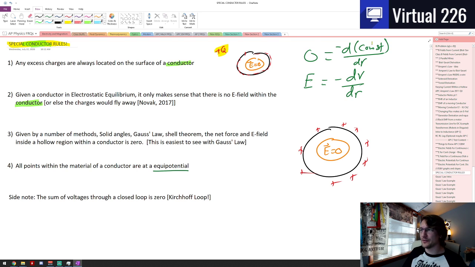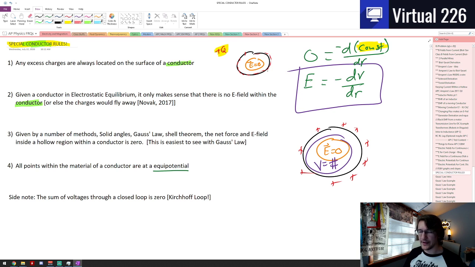Okay, so when you take the derivative of a constant, you get 0. So since the E field is 0 on the inside, the voltage can be a number. Okay, it can be a number within this conductor, but it is that number everywhere within the conductor. And that's because when you take the derivative of that constant, it has to be equal to 0 based off of this equation. Okay, so that's what's going on there.